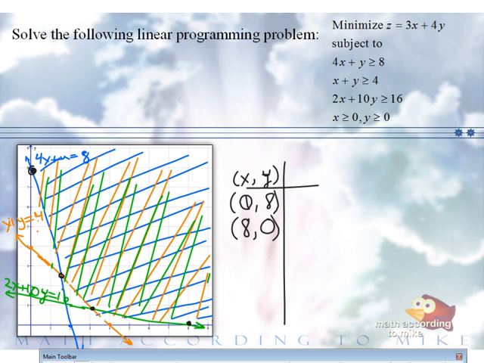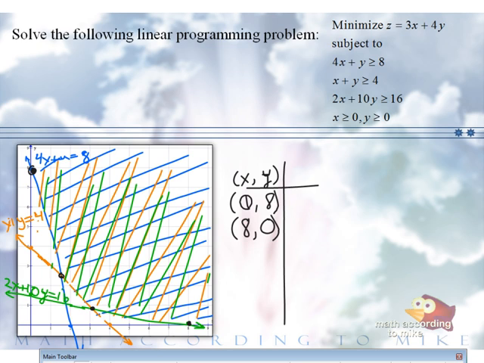Now, in your list here, you only are listing the corner points. So if you put something in there that's not a corner point, like 0, 4, you're going to lose points, because you may be putting in a value that gives you the highest or the lowest, but you don't want it to give you the highest or lowest because it's not actually an answer. So please make sure you only list the actual corner points.